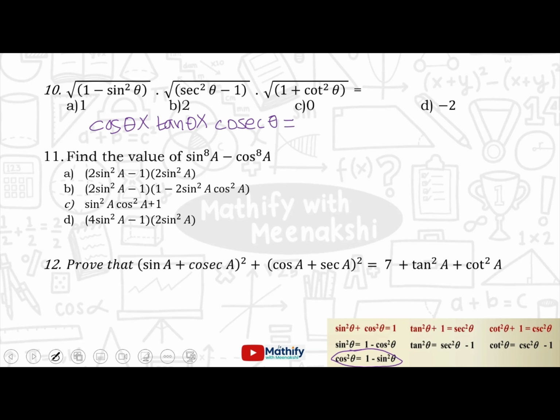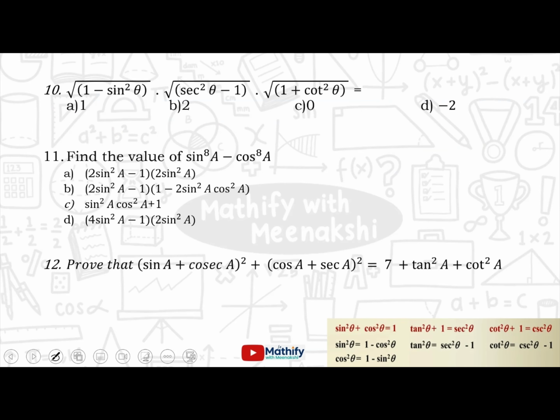Now, what is cos? It is right in cos only. Tan is sine by cos. And we are converting everything into sine and cos. And cosec is 1 by sine because it's a reciprocal of sine. Now just cut this, cut this. You are left with 1. So the answer is 1. Let's move to question number 11.